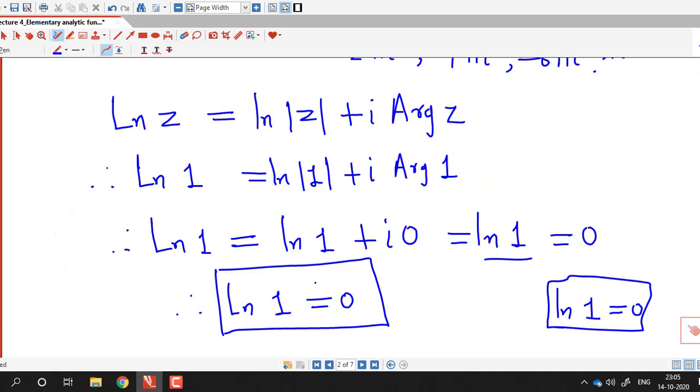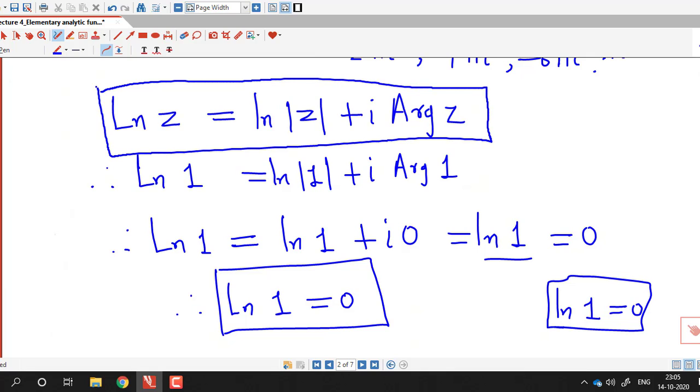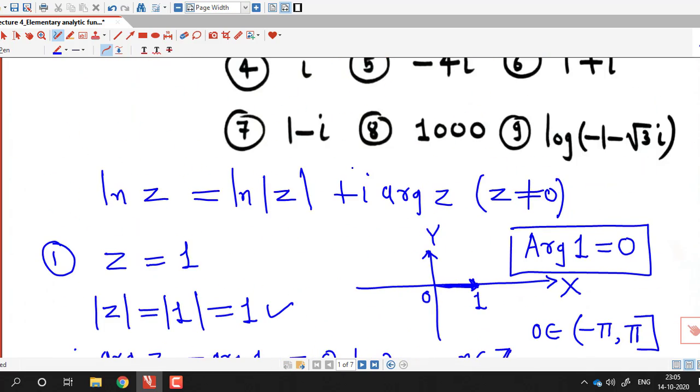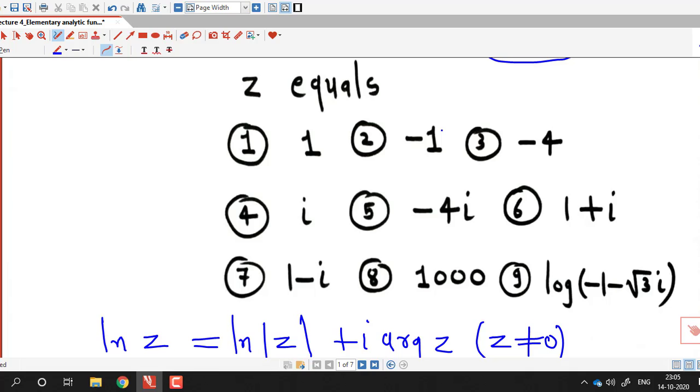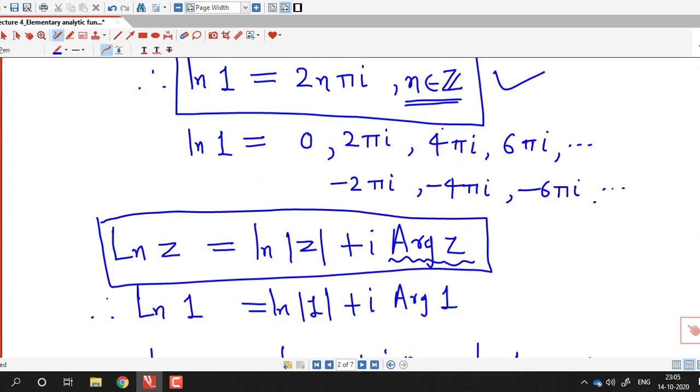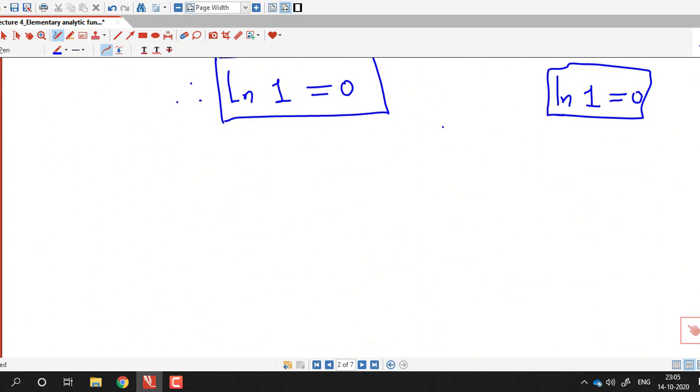So in this way we just have to remember these two definitions. If we are interested in the principal value of the logarithm, we use the principal argument of z, and for the general logarithm we use the general argument of z. Next one is z equal to minus 1. So we find the natural logarithm of z equal to minus 1.